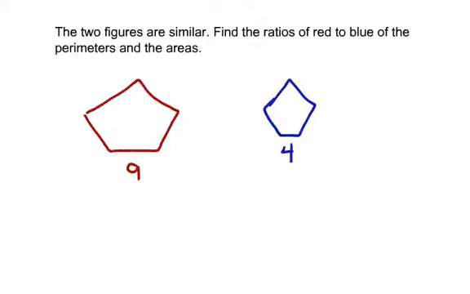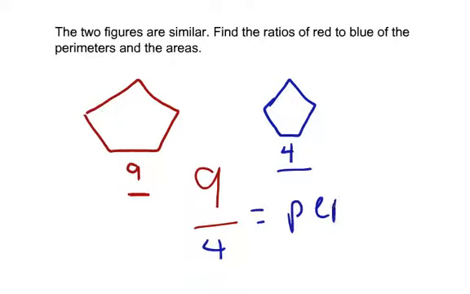Okay, so for this problem, the two figures are similar. Find the ratios of the red to blue of the perimeters and the areas. So the first thing you're going to do is set it up in a proportion using the red to the blue. So we're going to just set it up as 9/4. And we can change the colors so you can see where they're coming from. And that is the perimeter. So that's all you do for perimeter. You just set it up into a fraction.